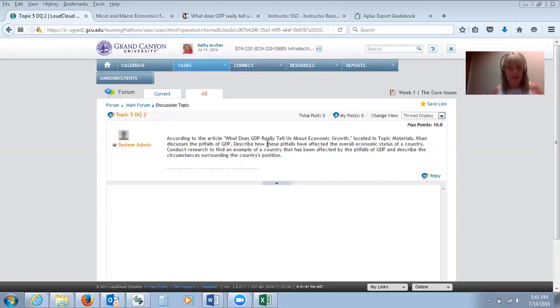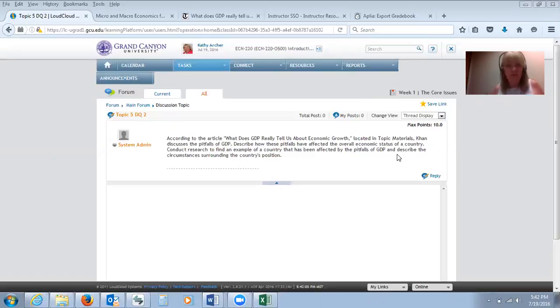Second thing, this whole thing about conduct research to find an example of a country that's been affected by the pitfalls, I don't want you to get too terribly caught up in that. That's kind of unusual for me to say. I'm always looking for more detail. But I don't want to turn this into a paper. So look at a couple of countries that you might know or be interested in. Give me a couple of examples.